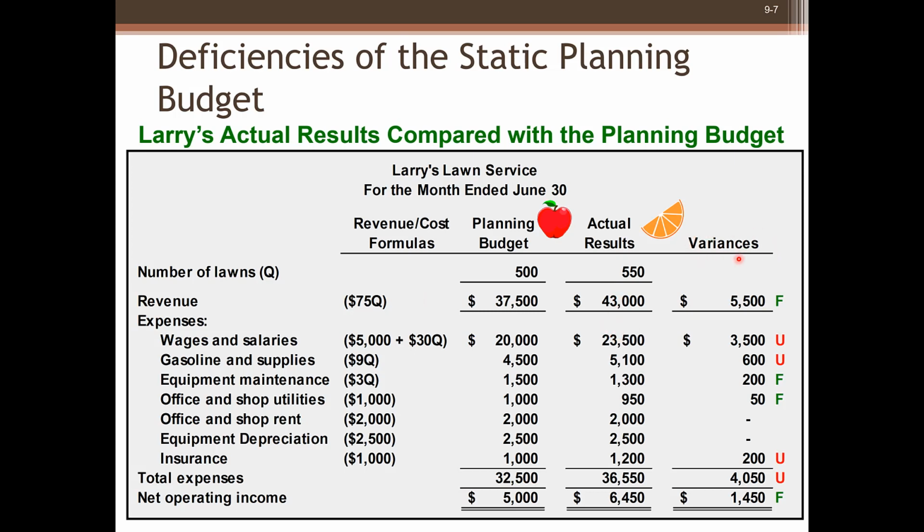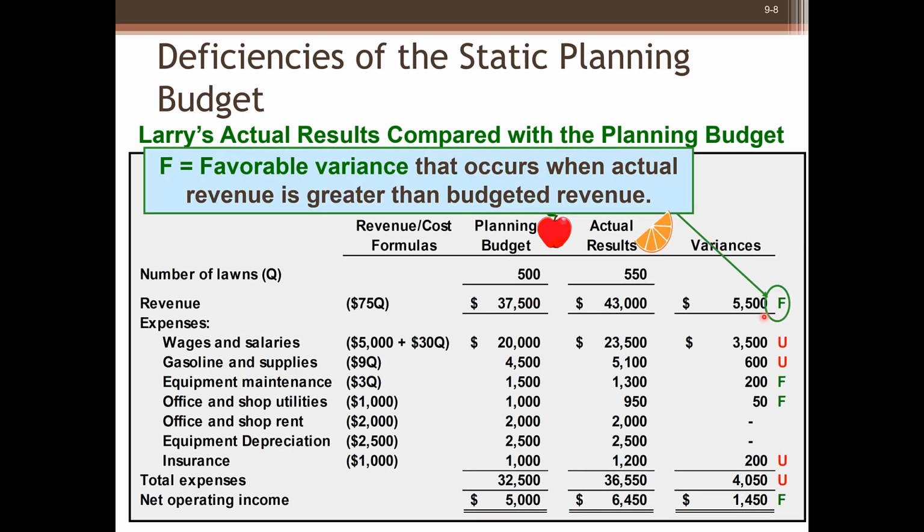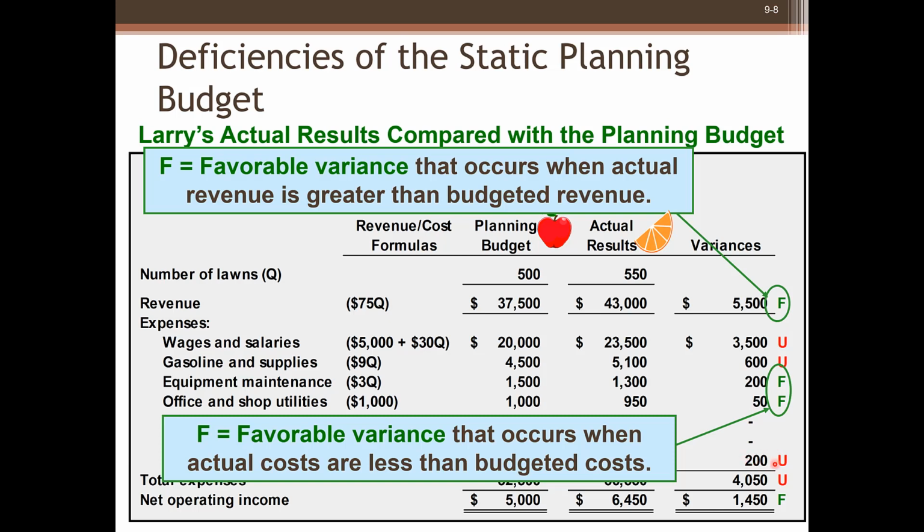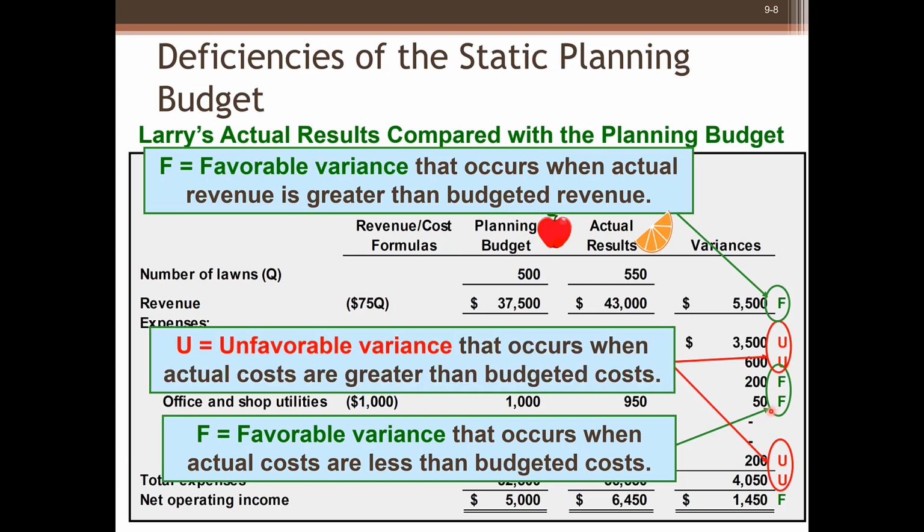The last column shows variances. The differences of revenue and each expense between planning budget and actual results are calculated as variances. If actual revenue is greater than budgeted revenue, it's a favorable variance, so we use F to indicate it. If actual costs are less than budgeted costs, it's a favorable variance. If actual costs are greater than budgeted costs, then that's unfavorable variance.